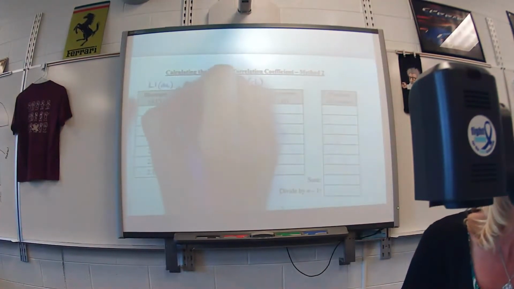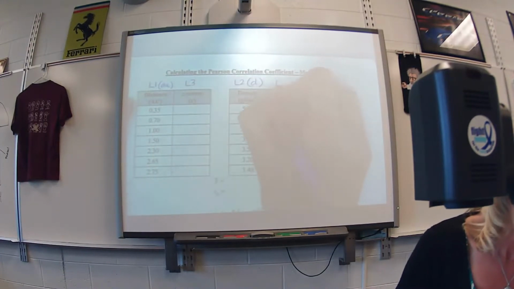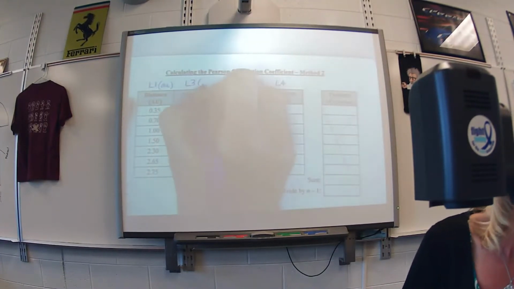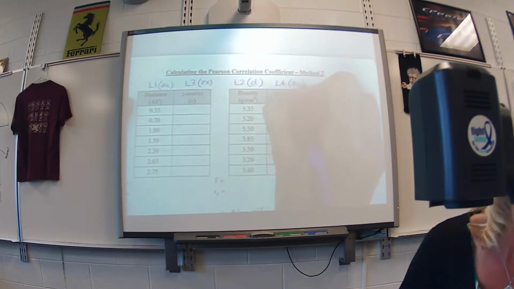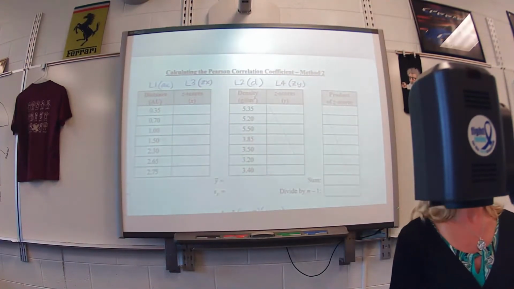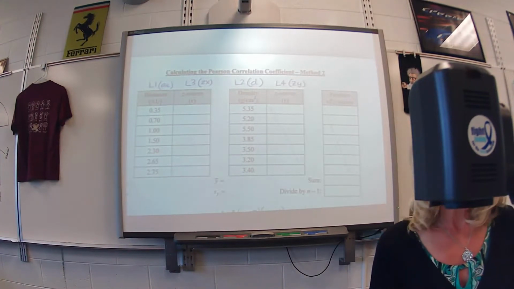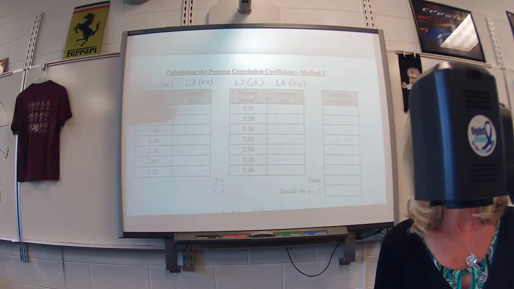I'm going to create an L3 and an L4. And I'm going to call this column ZX, and I'm going to call this column ZY. And basically what I'm going to do is create formulas to calculate the z-scores for all of these from their data sets.